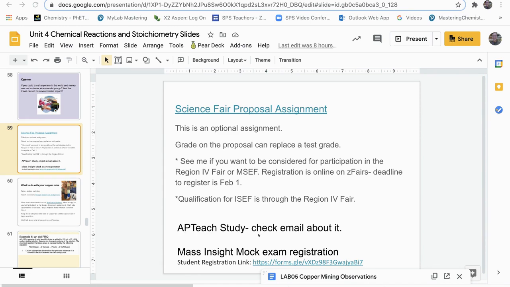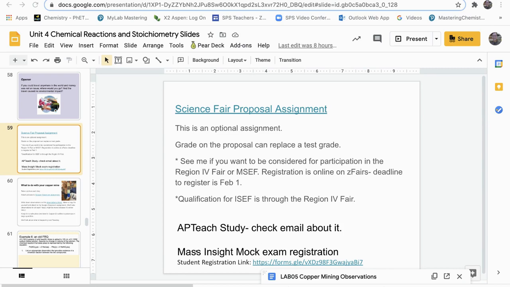Another thing, I sent an email about this university study, this AP Teach study. Again, this is an optional thing, but if your parents do not wish you to get an offer to take a practice test and do a research study, then they should let me know by next week. And I will not send you emails about those practice exams.